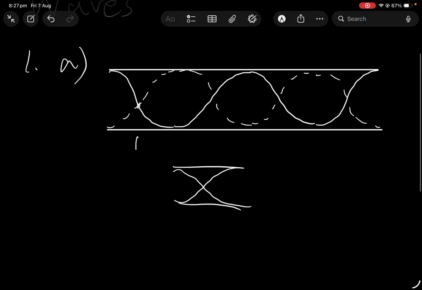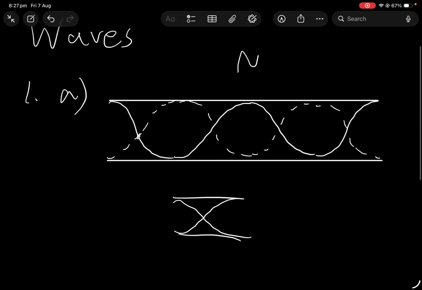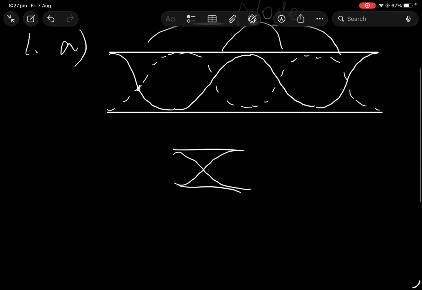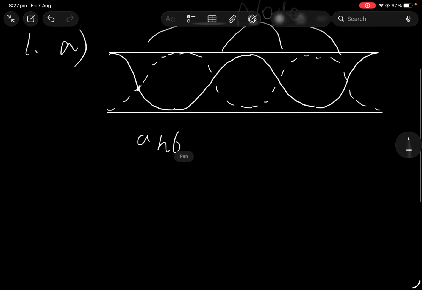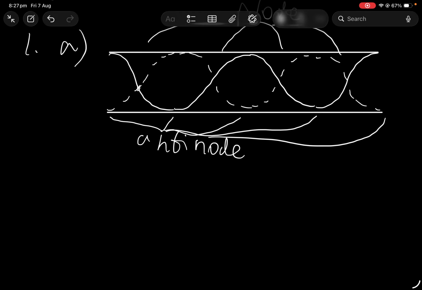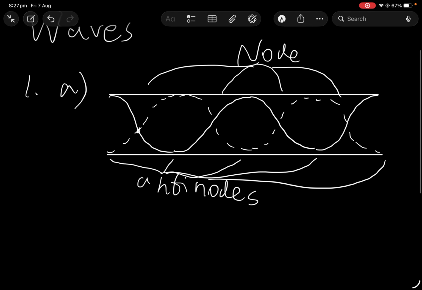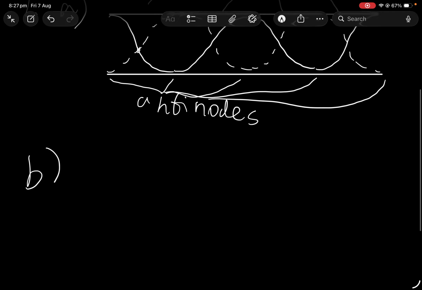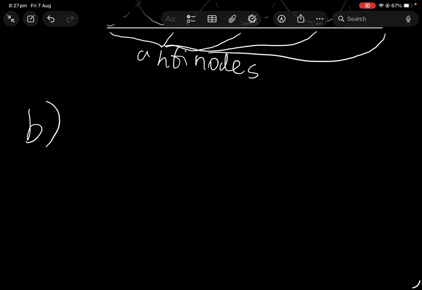And this is a node. Let's just do node right here. Antinode, which are right here. Antinodes actually, okay.